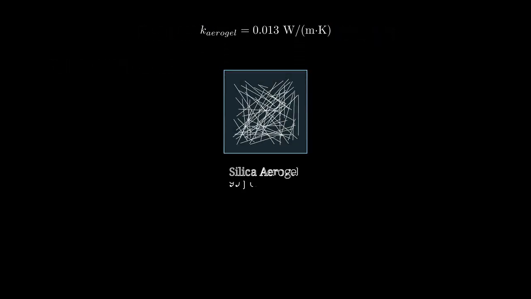This represents the structure of silica aerogel. The white lines show the silica framework, which occupies less than 1% of the volume. The rest is nanopores filled with air. One exciting application is aerogel glazing for windows.